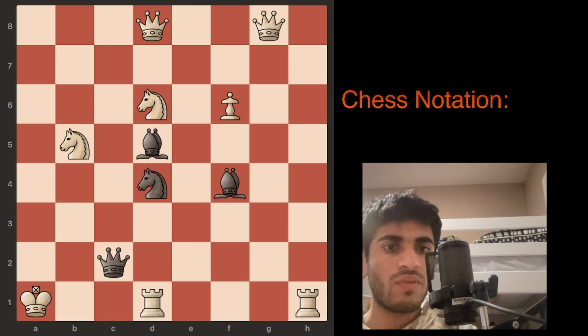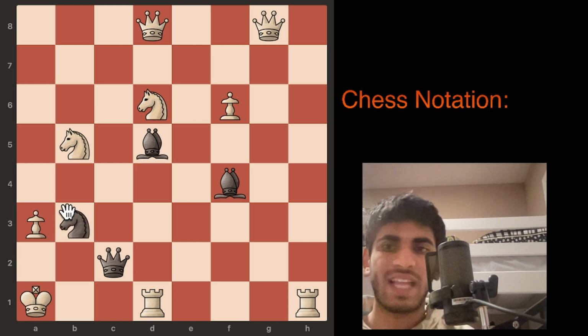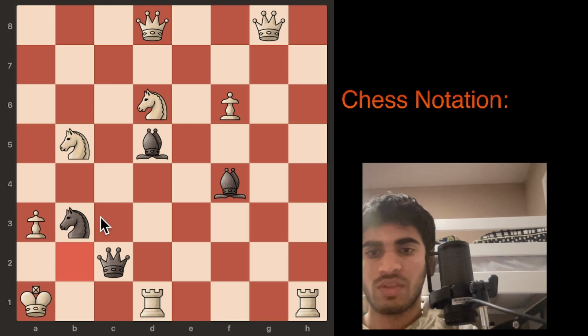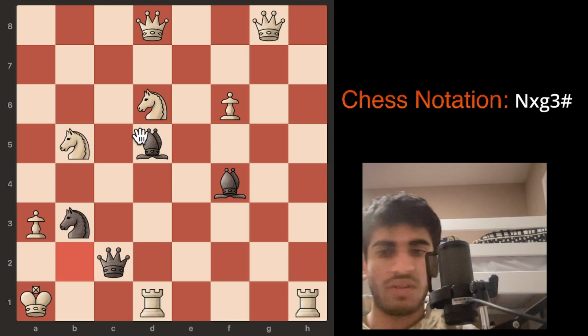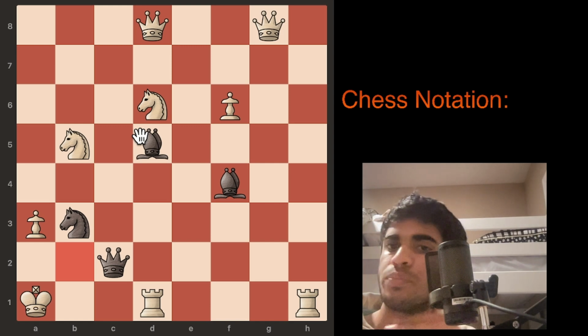Now, if you have, let's say, a pawn or something here, right? Then you would have to distinguish this by saying knight takes b3, and that's a checkmate. So knight takes whatever's on b3, and that move is a checkmate. And you would indicate that by hashtag.